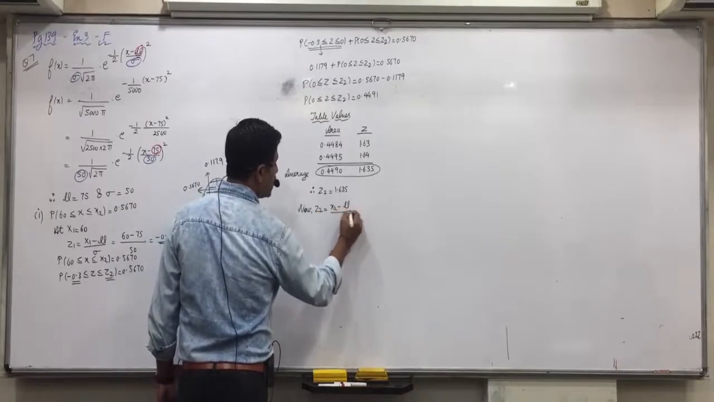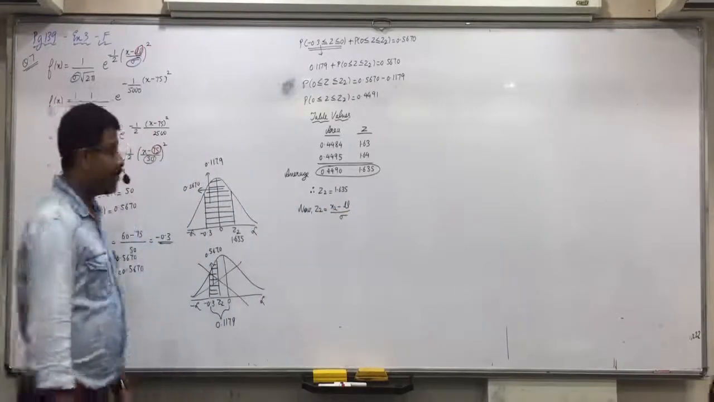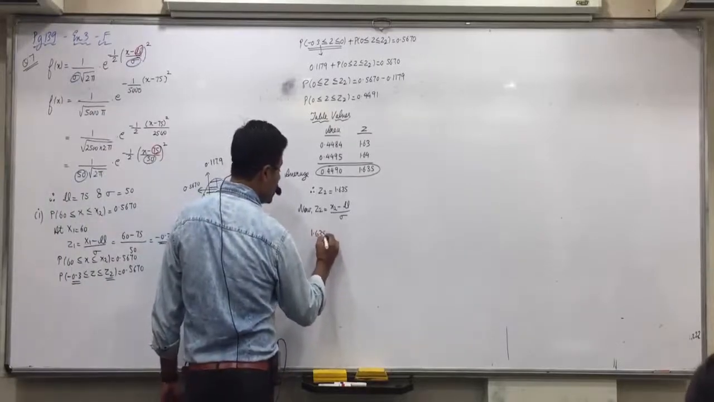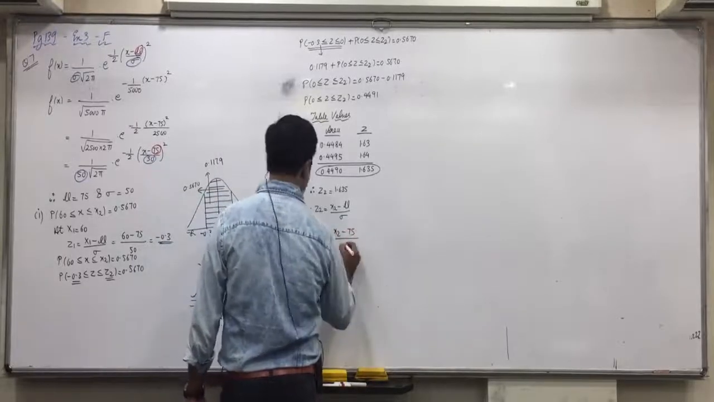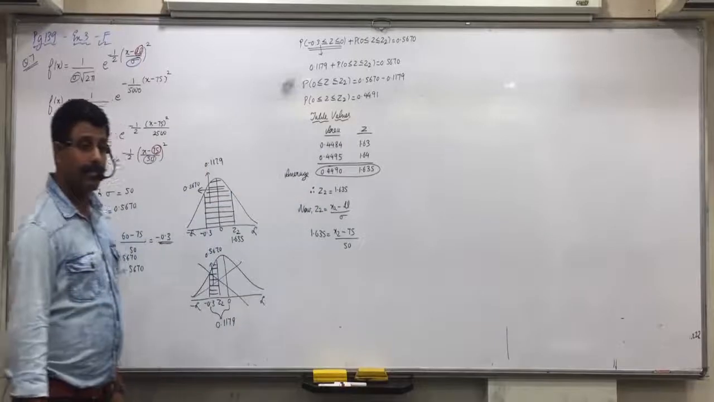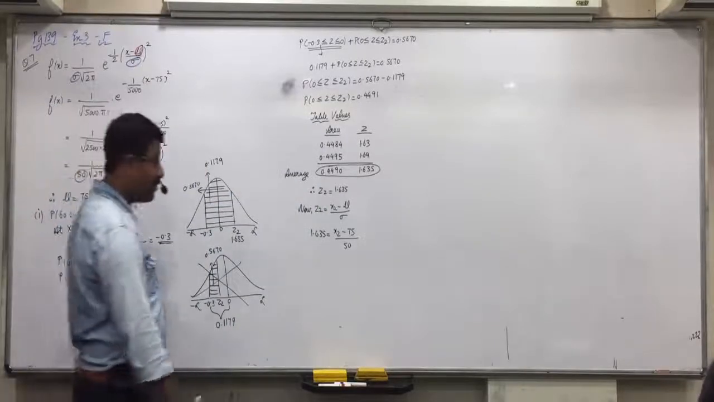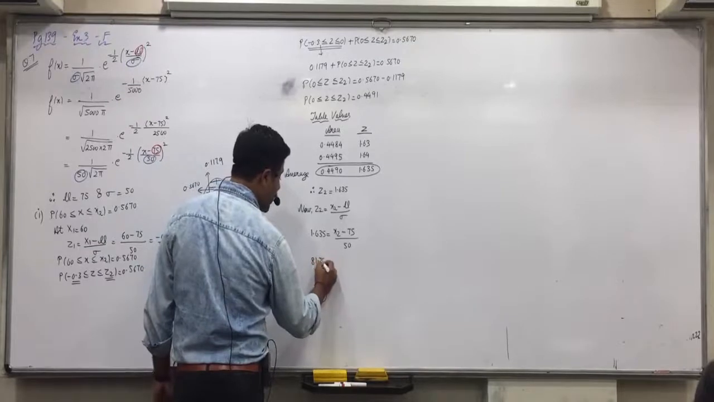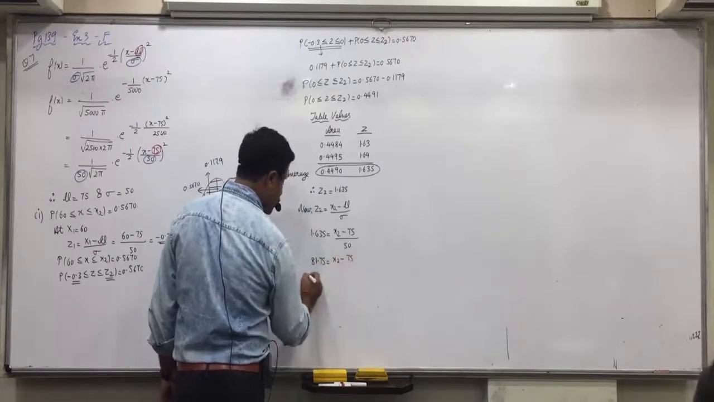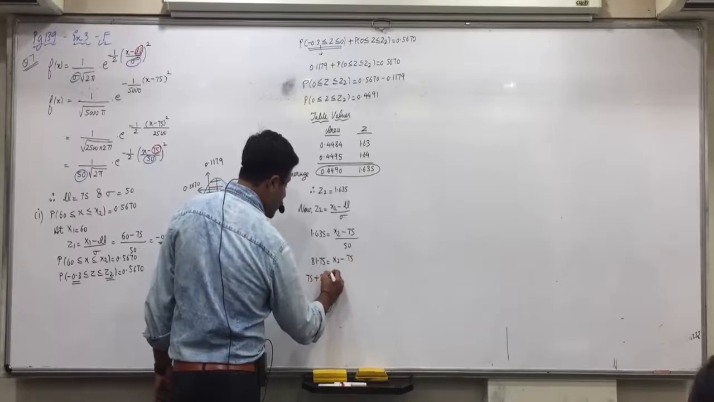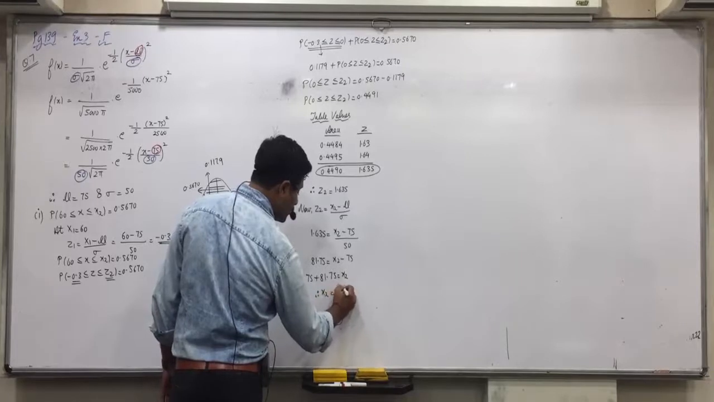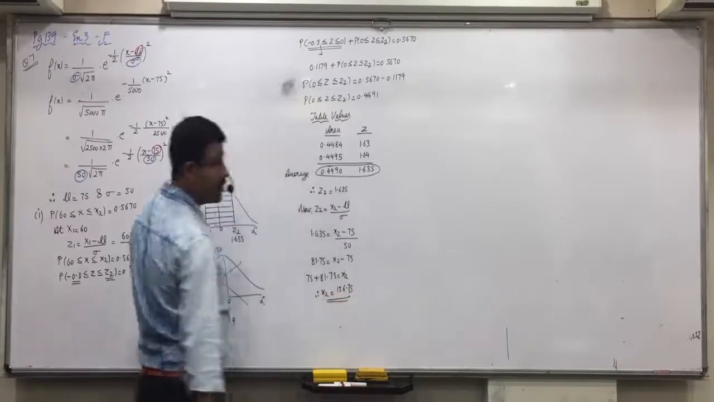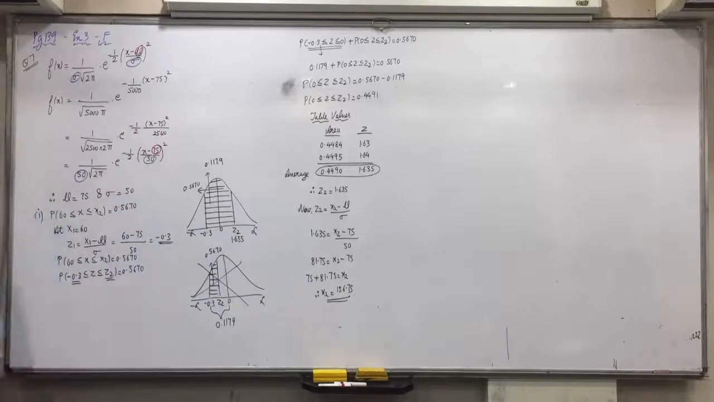Now Z2 equals x2 minus mu upon sigma. 1.635 equals x2 minus 75 upon 50. What is 50 into 1.635? 81.75 equals x2 minus 75. Minus 75 on the left side becomes plus, so x2 is 156.75. So the first answer is done. Did you all understand this?